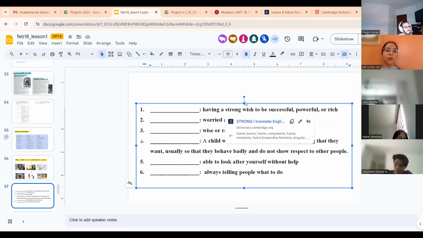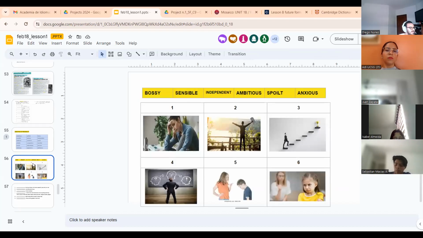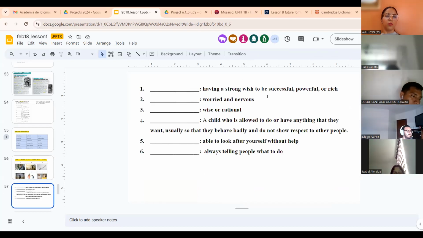Could you please tell us what word it is? It's the same words as before, right? The previous words that we had. Can I see the words again? There it is. It could be ambitious, I think. You are right. Ambitious is the one. Number one, ambitious.